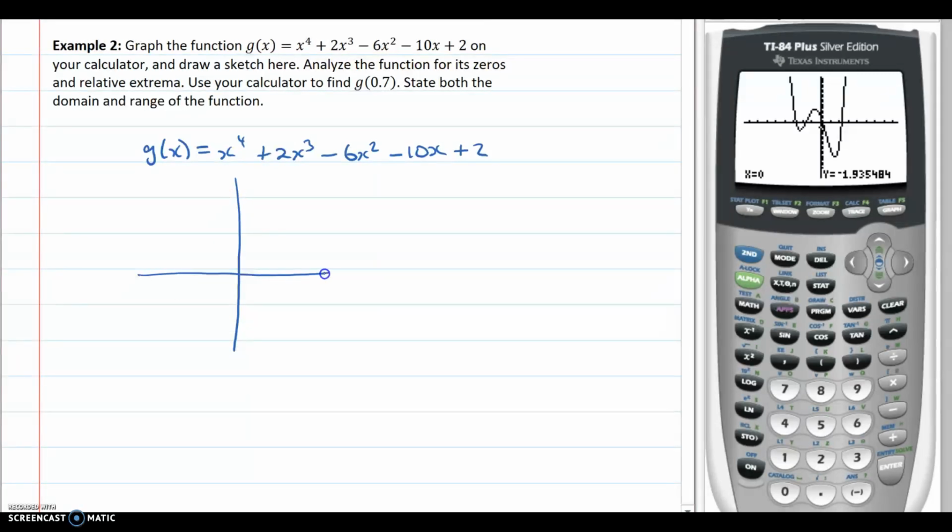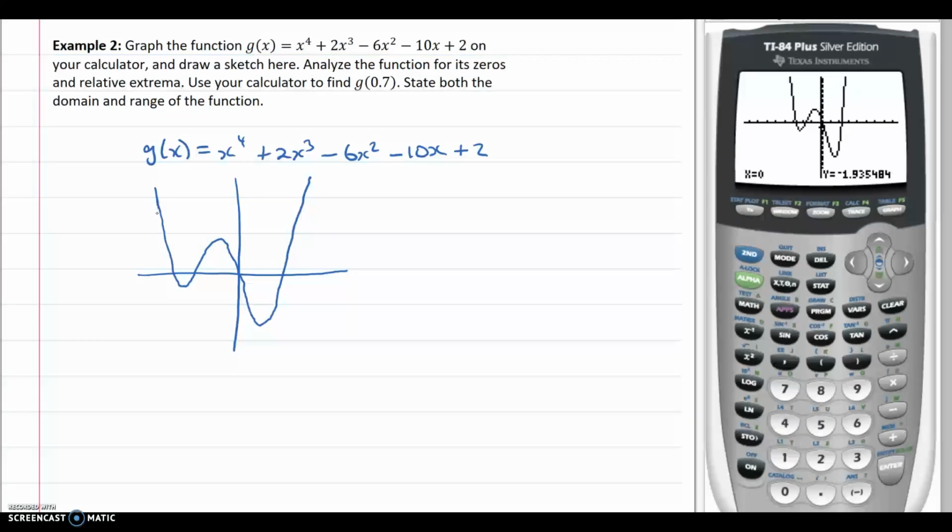Okay, and we're just going to sketch it now. Again, we won't bother putting on any scales because at this point we just want the shape of the graph. Okay, so that's what the graph looks like. Analyze the function for its zeros.